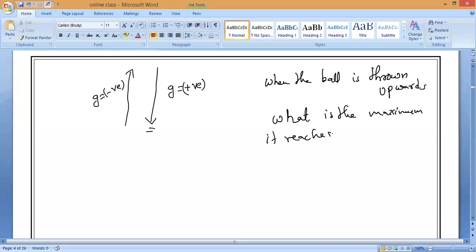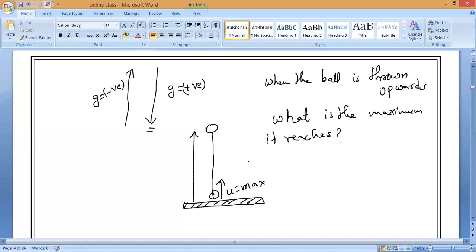Now, that is my question. When the ball is thrown vertically upwards, which one is zero? Initial velocity is zero or final velocity is zero? Verify your notebooks and tell me. When the ball is thrown upwards, it will reach some maximum height. So the initial velocity is maximum and the final velocity is zero. Understand?